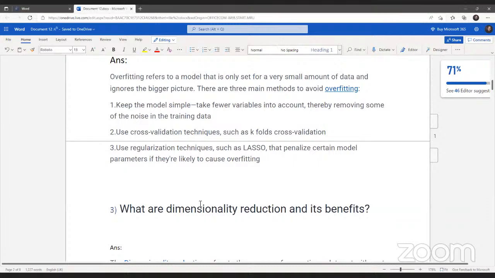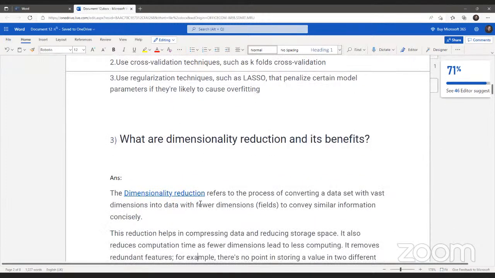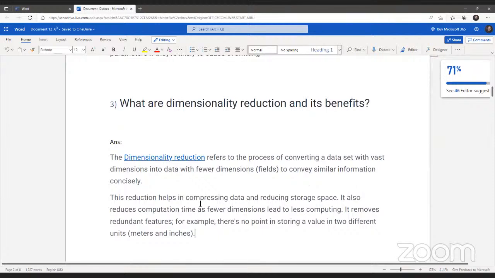Yeah, as we look into this, what is dimensionality reduction and what are its benefits? Dimensionality reduction refers to the process of converting a data set with vast dimensions into data with fewer dimensions to convey similar information, which means the reduction helps in compressing the data and reducing the storage. It also reduces the computation time, as fewer dimensions lead to fewer computations. And it also removes redundant features, as there is no point in storing a value in two different units like meters and inches.